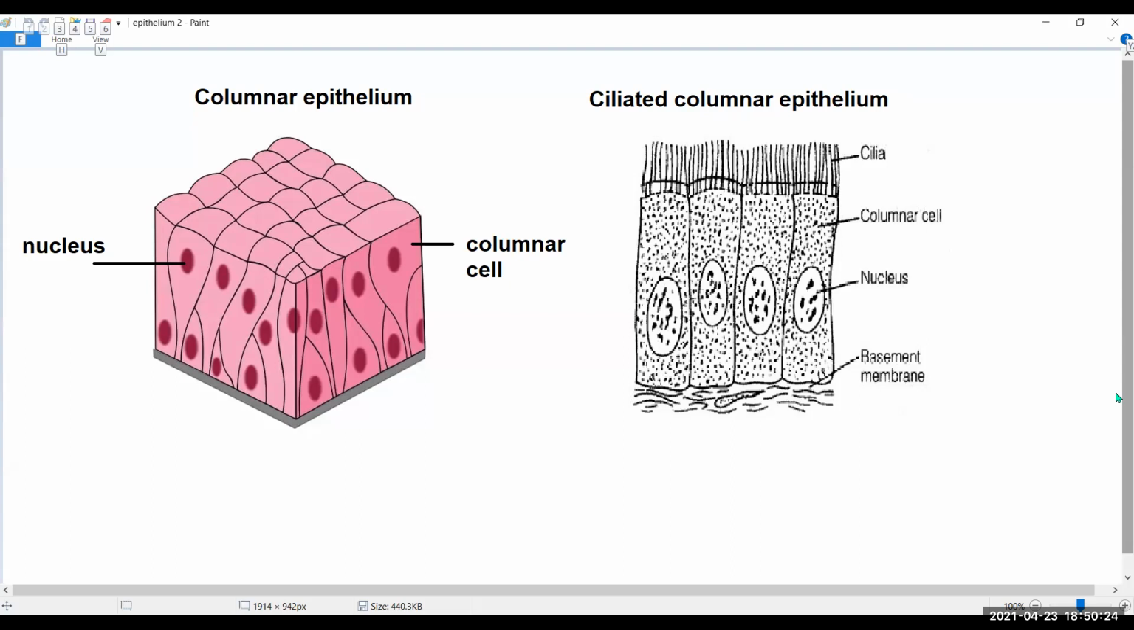Then comes ciliated epithelium. Ciliated epithelium is modified columnar or cuboidal epithelium. Its cells bear cilia at their free end. Cilia move in rhythmic fashion, making the substances to move. It is found in the lining of windpipe and oviduct.